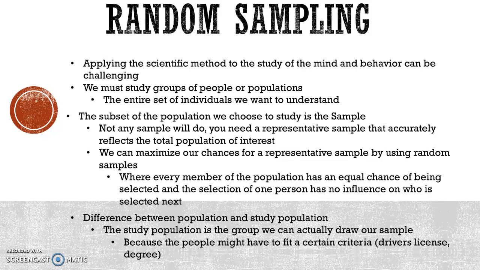We can maximize our chances for a representative sample by using random samples. This is where every member of the population has an equal chance of being selected, and the selection of one person has no influence on who is selected next.